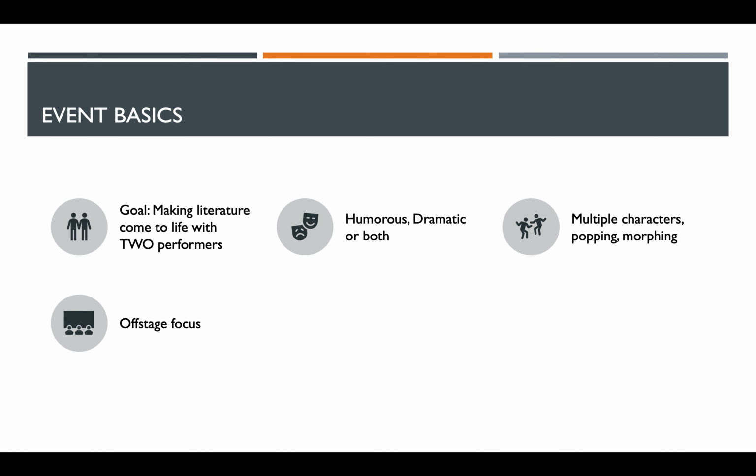There's an offstage focus in duo interpretation, as there is in a lot of the interp speeches. Particularly in duo interpretation, you're not allowed to have direct eye contact, so you're not allowed to stare another individual in the eye. You're also not allowed to physically touch your partner. So, for example, if you are going to give your partner a handshake in one scene, you're not allowed to physically touch them. And you're not allowed to have any props.